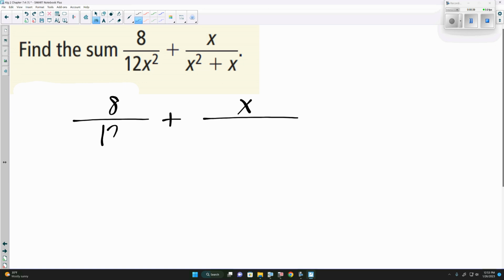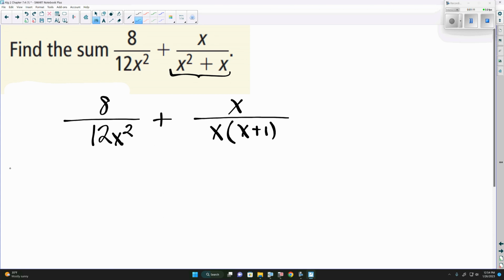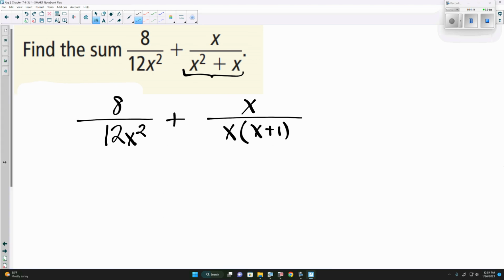Now 12x squared is as simplified as it gets. We can't factor it, there's no greatest common factor because we only have one term, so we can't really simplify that there. Now our x squared and x do have a greatest common factor of x. And we can factor an x out of both terms, and if we factor an x out of x squared and x, we get x plus 1. So we get this here. Any questions on this so far?